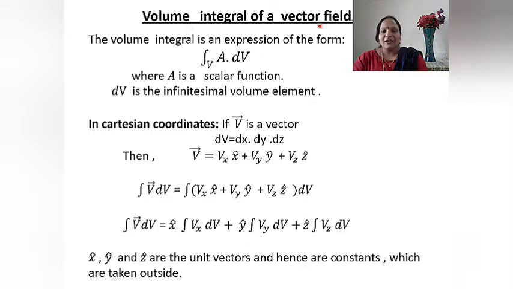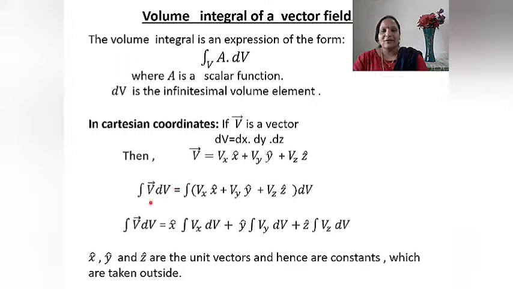Volume integral of a vector field. The volume integral is an expression of the form volume integral of A dv, where A is a scalar function and dv is the infinitesimal volume element. In the Cartesian coordinate system, dv is equal to dx dy dz, which is the volume. If v is a vector, then vector v is equal to vx x cap plus vy y cap plus vz z cap.